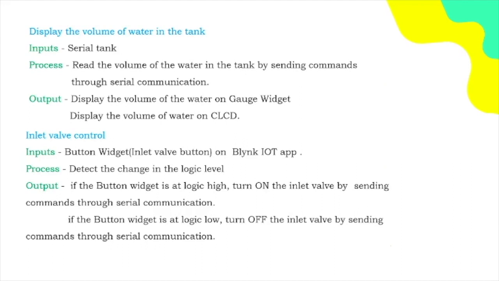So let's see the inlet valve control. In inlet valve control, the input will be the button widget on the Blynk IoT app. The process will be to detect the change in logic level, and after that in output, if the button widget is at logic high, then turn on the inlet valve by sending commands through serial communication, and if the button is at low level, then turn off the inlet valve by sending command through the serial communication.